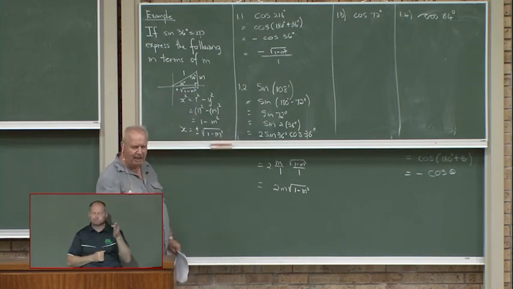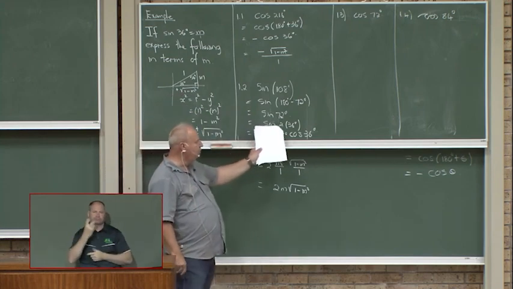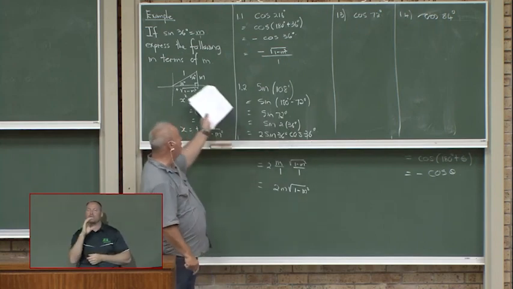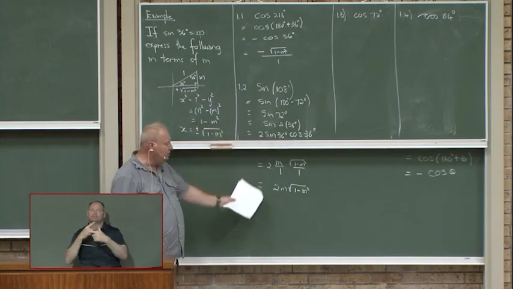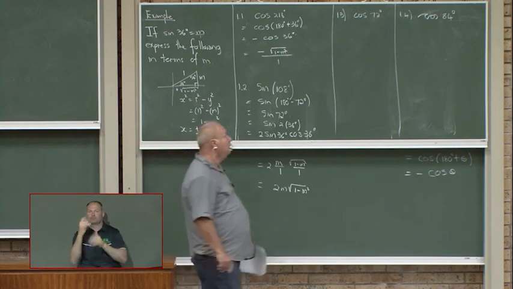So we look for a double angle. 72 is 2 times 36. It's double the angle of an angle in the diagram. So I use my double angle identity. The next one.